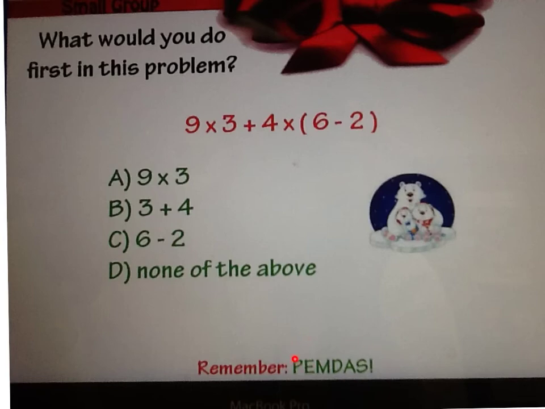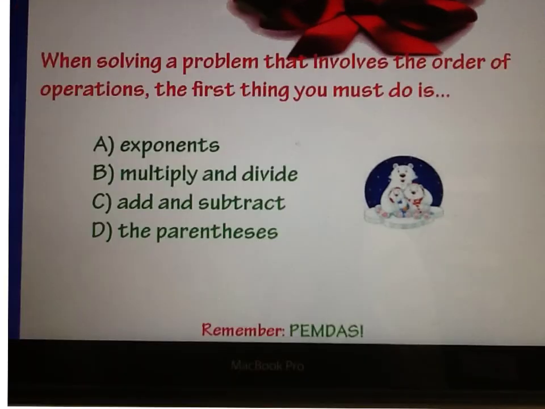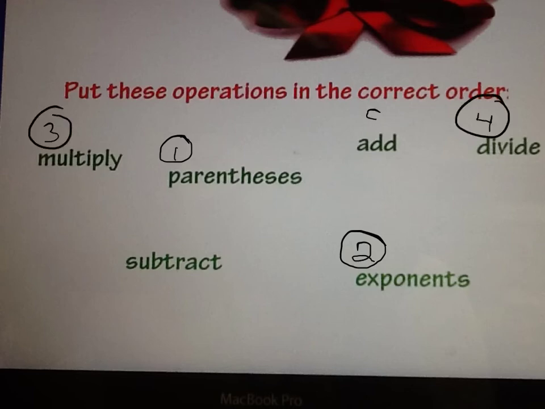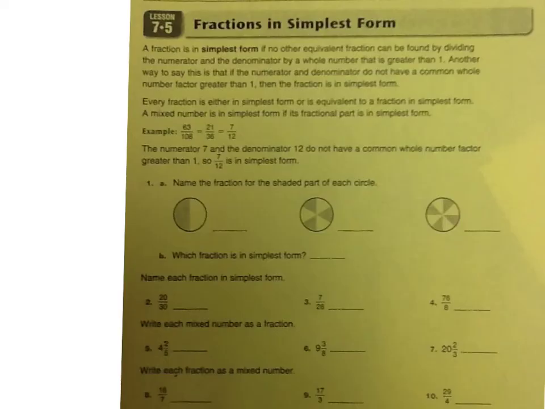Remember PEMDAS: parentheses, exponents, multiplying, dividing, adding, subtracting. When solving a problem that involves the order of operations, the first thing you must do is think about PEMDAS. If we're going to put these in order, the first thing that we would always want to do is parentheses. Second, exponents. Third, multiply and divide, then add and subtract. Please excuse my dear Aunt Sally.